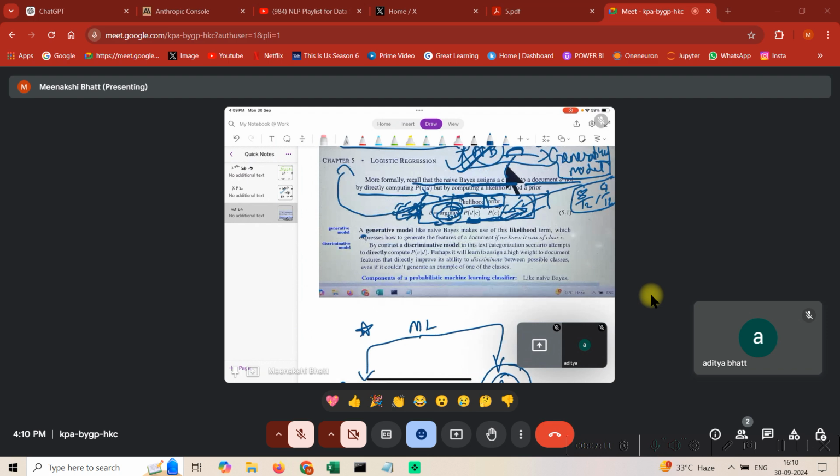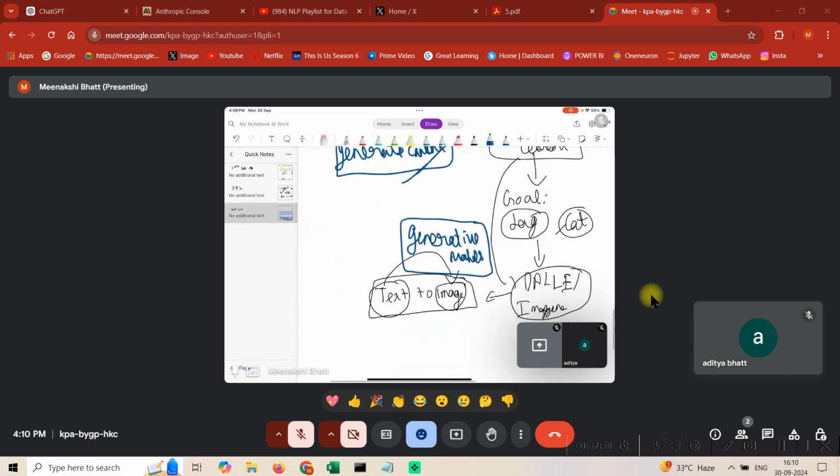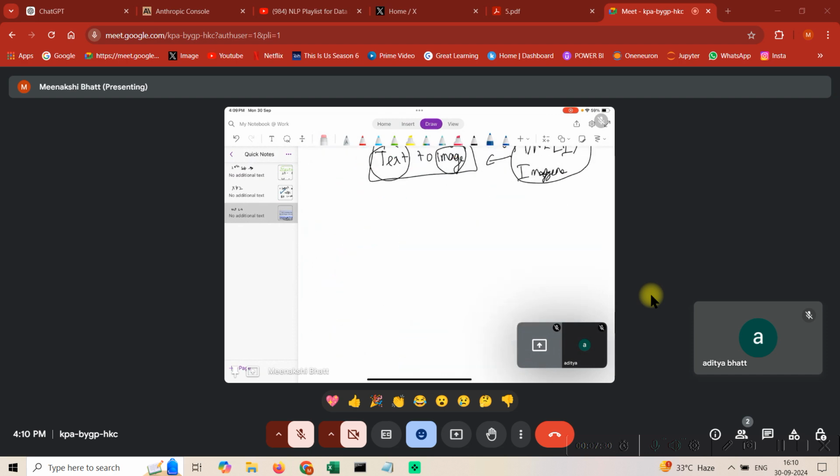So it's saying a generative model like naive Bayes uses the likelihood term which expresses how to generate features of a document if we knew it was of class C. And a discriminant model in text categorization attempts to directly compute P(C|D). This is fine. So the main thing you need to understand is the underlying difference between a discriminant model versus a generative model.